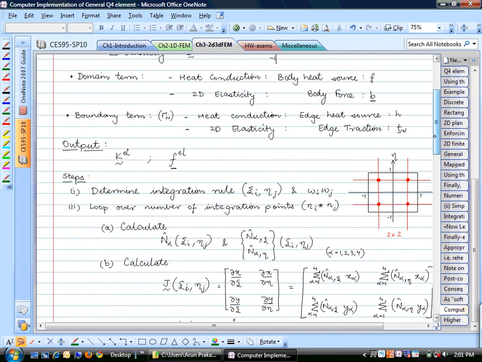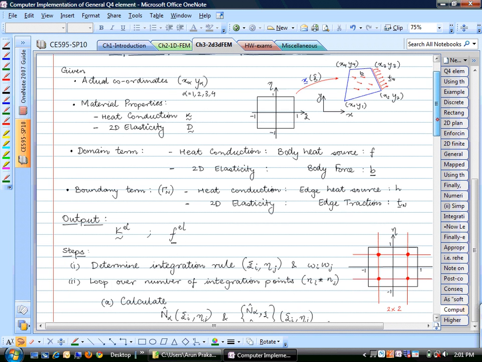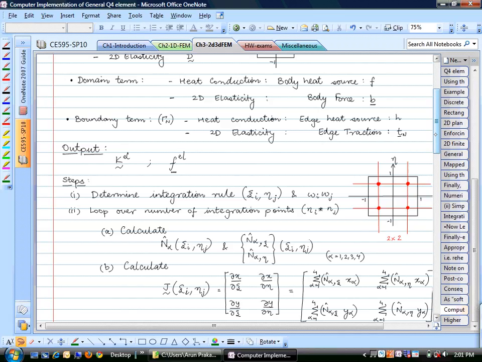All right, so the first step is, now that you have the coordinates of the elements, these are the coordinates of the actual element. You want to find out what is the map that goes from a parent element, which is -1 to 1, to the actual element. And that map is given by the shape functions. So you will find the shape functions. These are N hat alpha, which are functions of xi and eta.